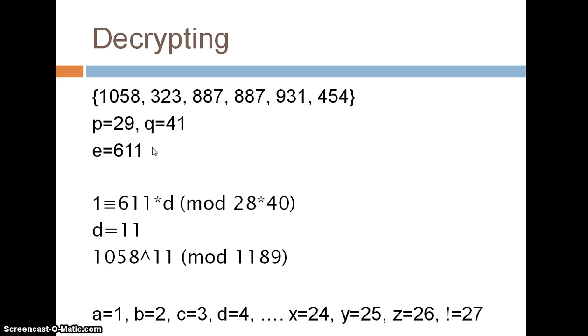Here's P and Q and E. I would find D by taking 611 times D mod 28 times 40, which is P minus 1, Q minus 1. And I just increase D until I get a true statement, which is 11. And then I would just take the first number in my message to the 11th power mod 1189. And after I've done that with my whole message, I just compare it with what value each letter represents.